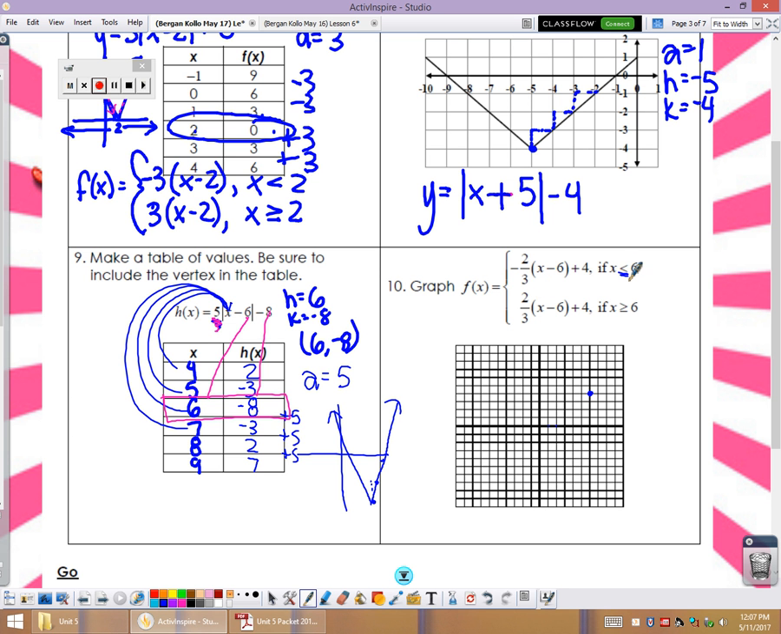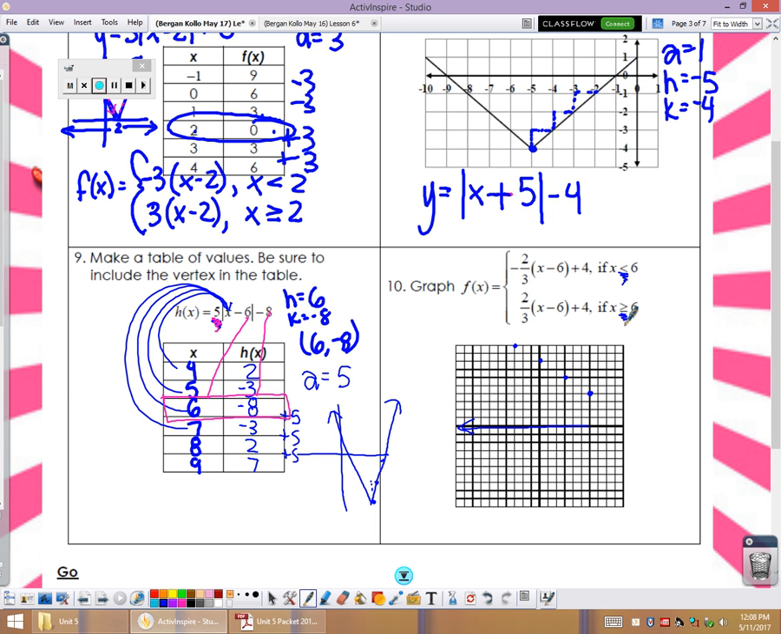On the left side, how do you know it's left, Miss Colo? Because it says less than 6. So I'm talking about this side where x is less than 6. Where x is less than 6, my slope is going down 2 and over 3. Now, if you think about it, to come from this side, I'm going to have to go in the opposite direction. So I'm going to have to go up 2, back 3, up 2, back 3, up 2, back 3.